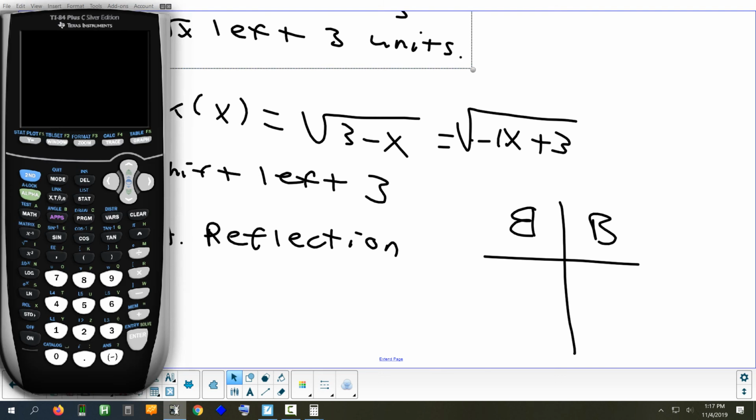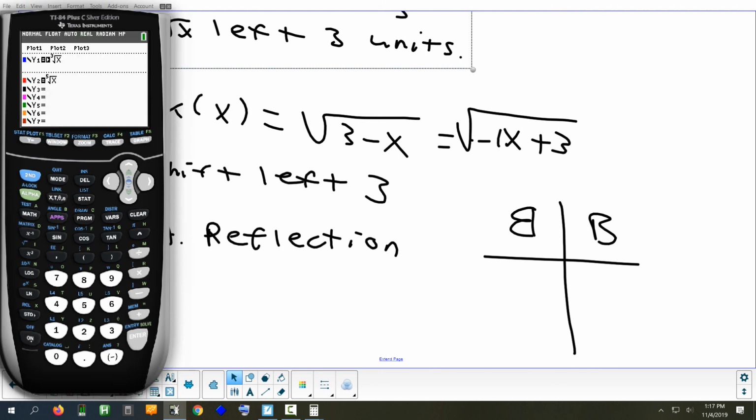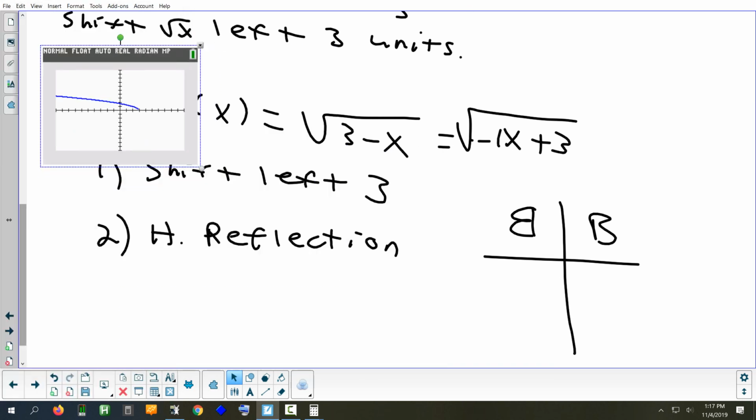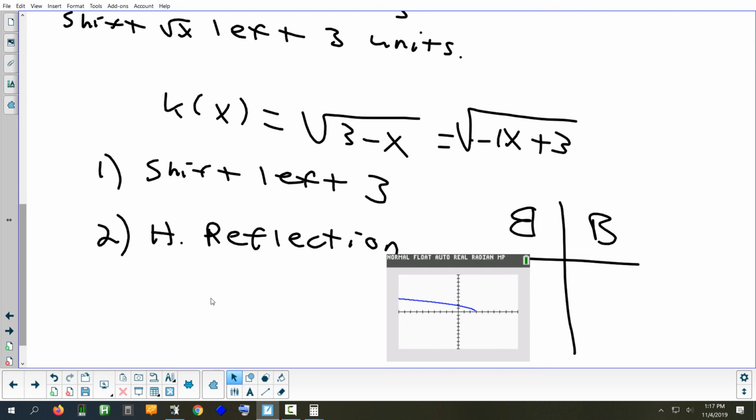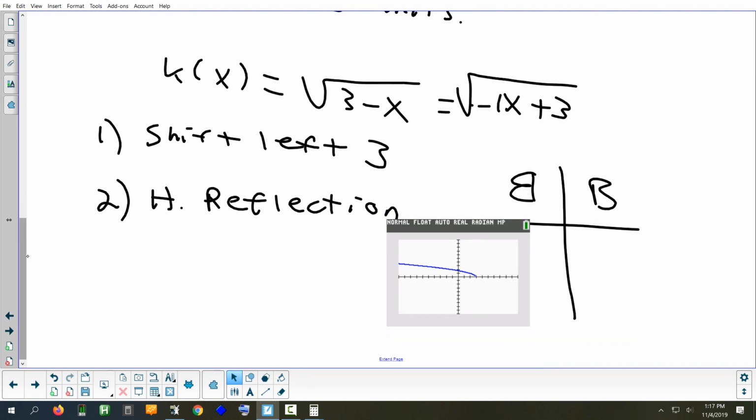So let's graph that and just take a look at it. Square root of 3 minus x. So second square root, 3 minus x. And I'm going to zoom back out so we can see it bigger. Does that graph make sense with what we have? What do you think? Yes, it does. Even though it says we went left 3? Wait. So it's okay. It makes sense.